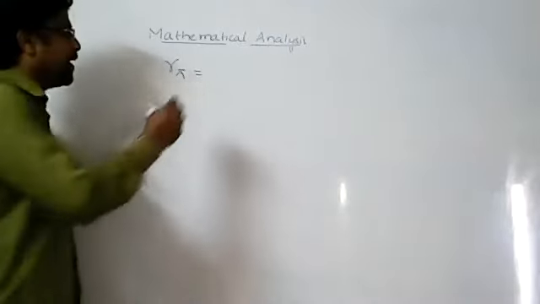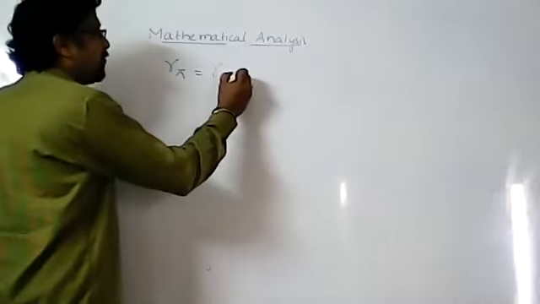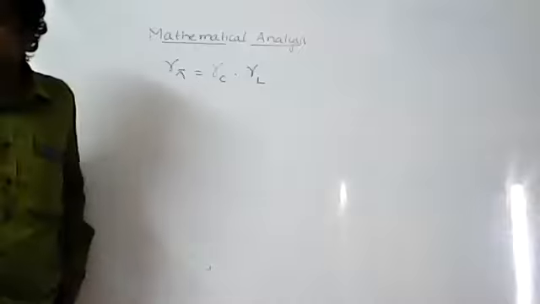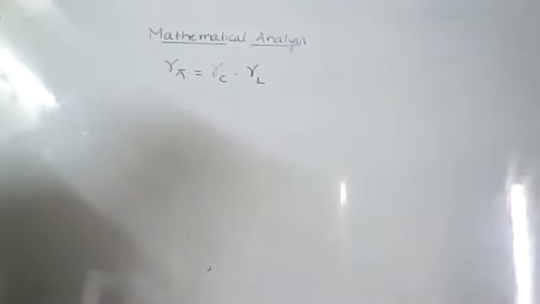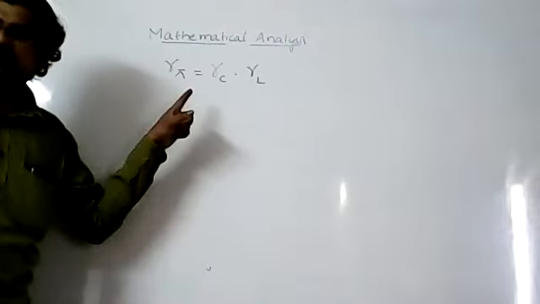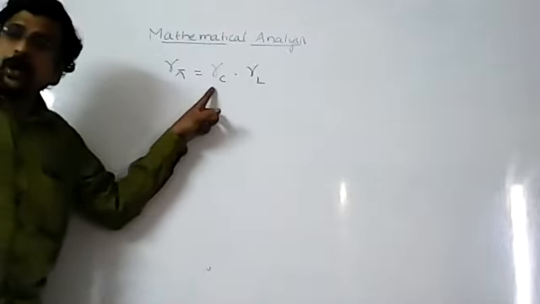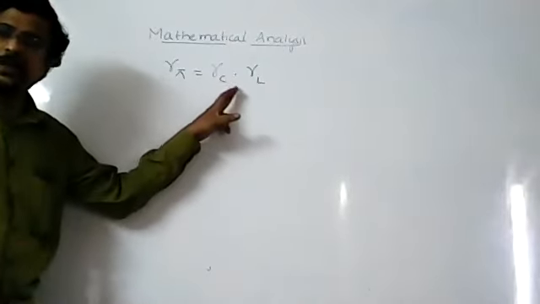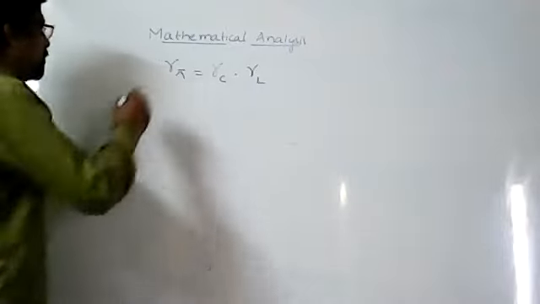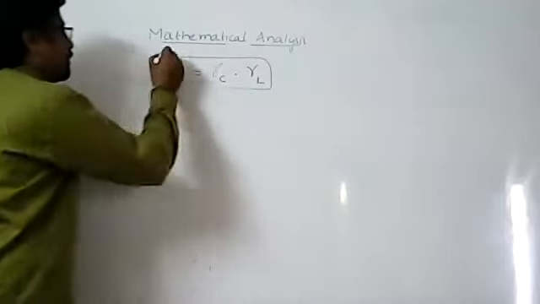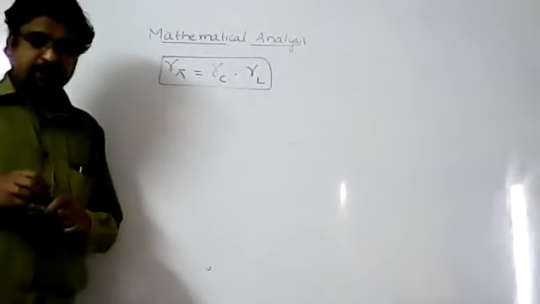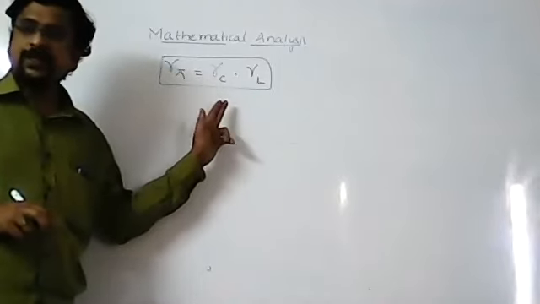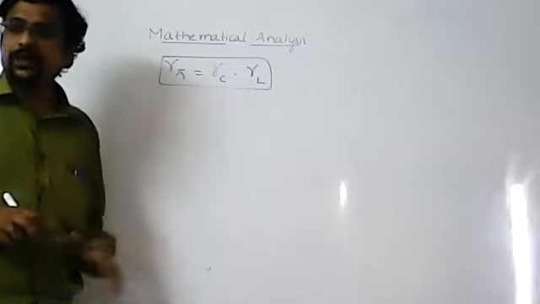What are the 2 filters we are combining? One is a shunt capacitive filter and the other is an L section filter. So I can write the ripple factor of a pi section filter is the product of the ripple factor of the shunt capacitive filter and the L section filter. So you remember this point.